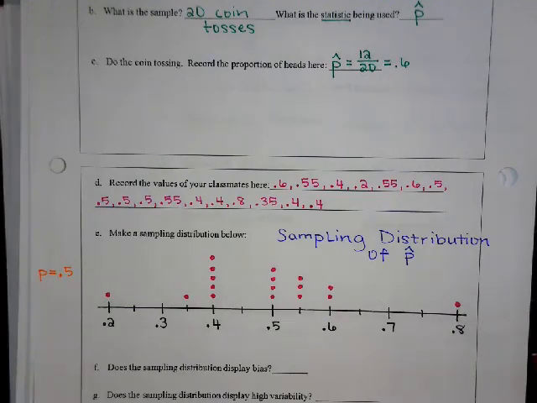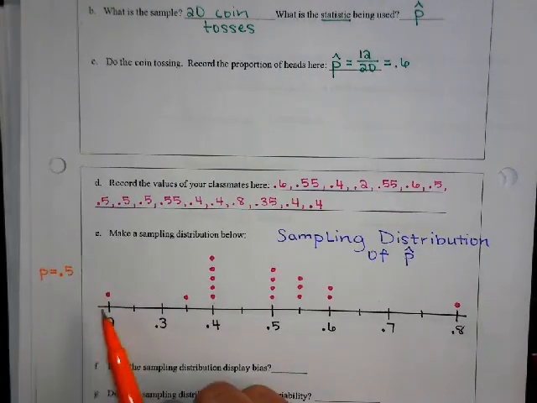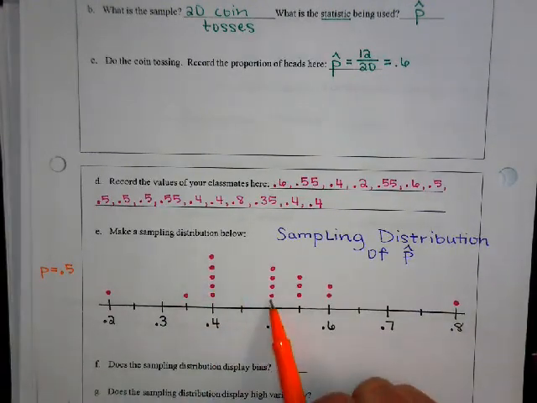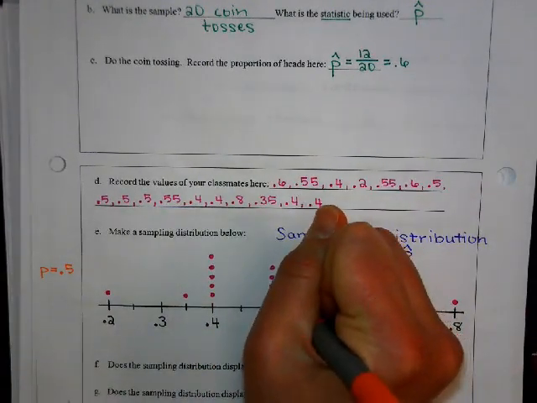How many people are in here? There's 17 of us, right? So there were 17 pieces of data, which means the middle piece of data is what? 0.5 out of 17, so it'd be the ninth piece of data. 1, 2, 3, 4, 5, 6, 7, 8, 9. Right here, 0.5. So this is centered at 0.5.